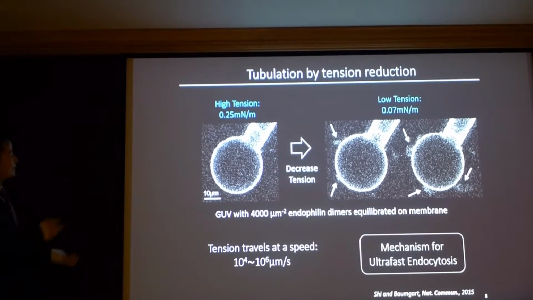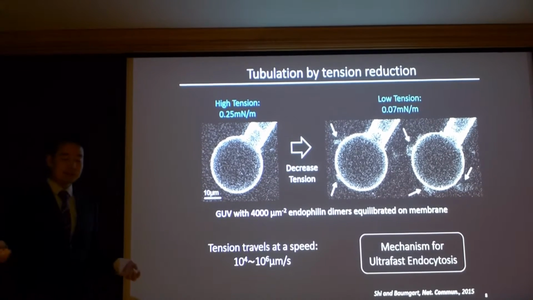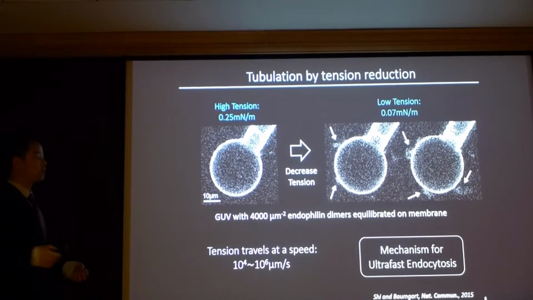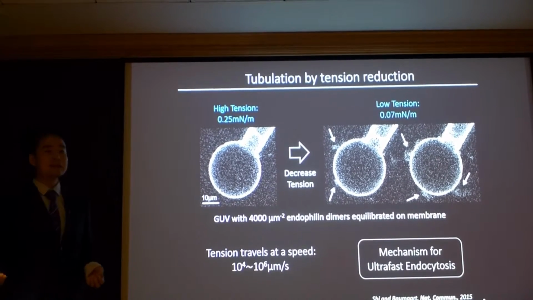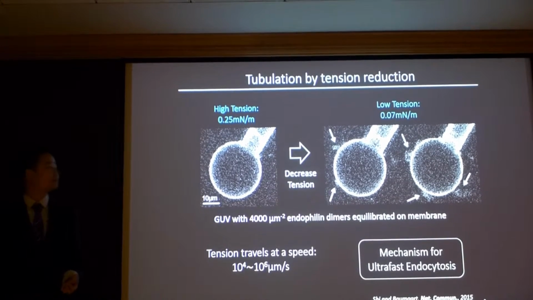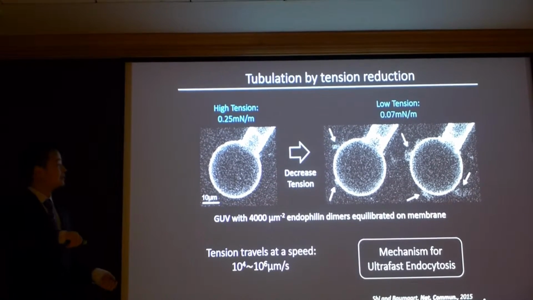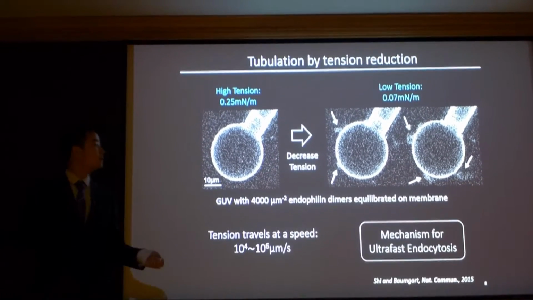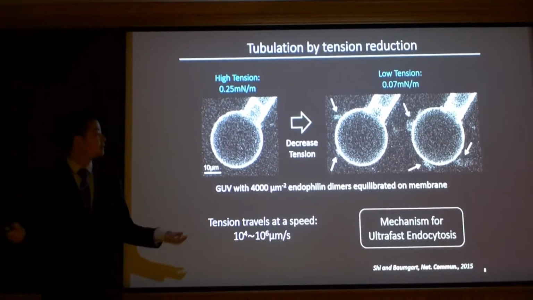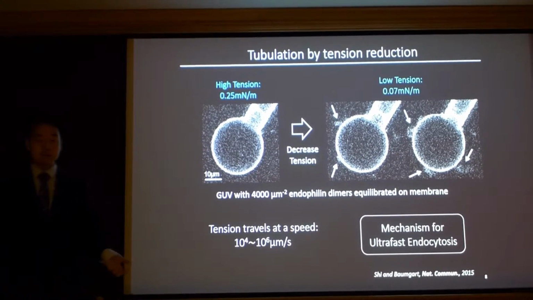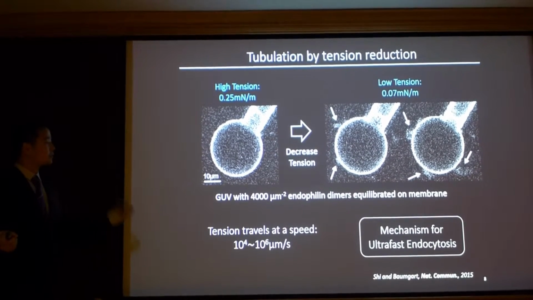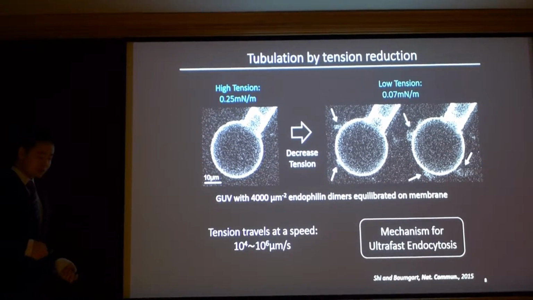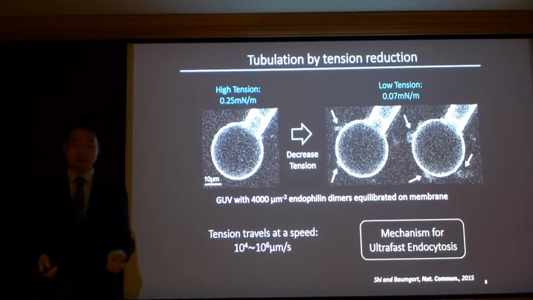And we know that this tension decrease can equilibrate across the whole cell-sized vesicle within milliseconds. So this provides the potential explanation for the ultra-fast endocytosis. Because if you remember, in this type of endocytosis, membrane deformations or endocytic vesicles were found within 50 milliseconds after the tension decrease caused by the fusion of exocytosis. So this also tells us this tubulation, or this membrane deformation process, is tension dependent.